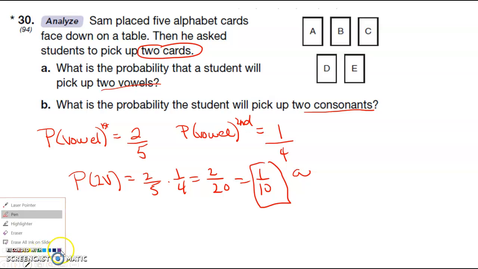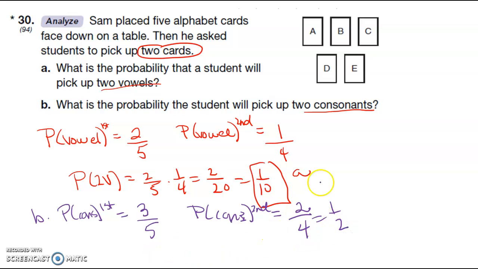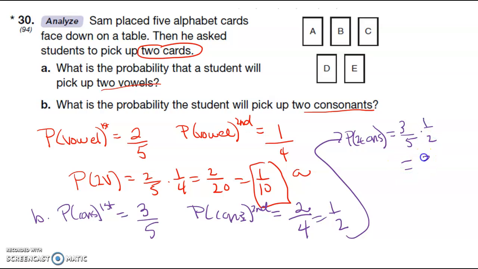And then for B, the probability of a consonant. So the probability of a consonant the first time, I have B, C, and D are all 3 consonants, so I have 3 out of 5. And the probability of a consonant the second time, so I have 1 less card. So I have 2 consonants now, because let's assume I picked 1, out of 4, which is 1/2. So the probability of 2 consonants is 3/5 times 1/2, which is 3 over 10.